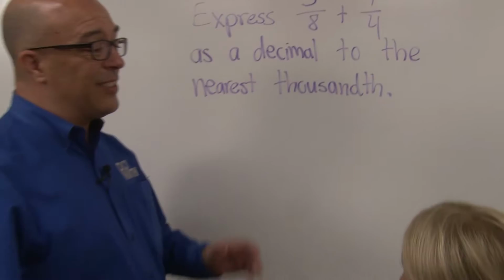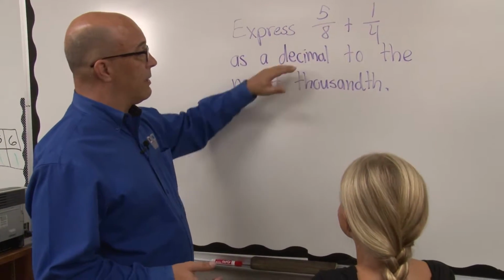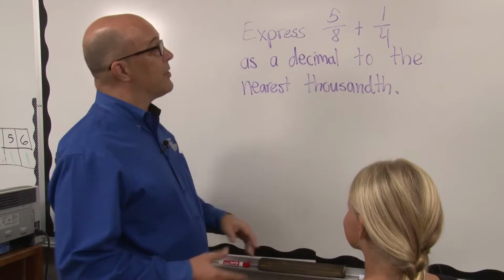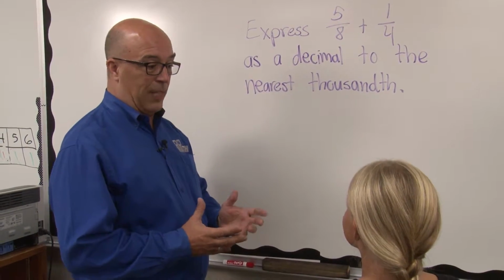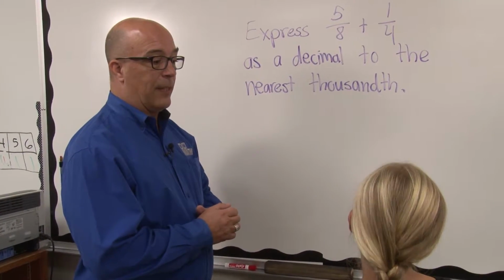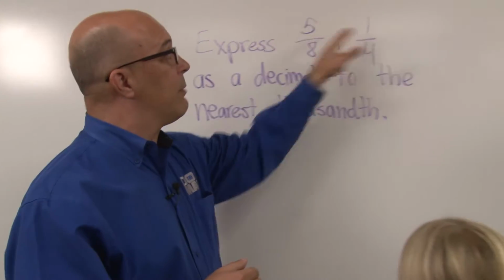Okay, so there's a lot of things we need to do in here. You need to know what fractions are, you need to know what decimals are, and you need to know about place value. So let's take it one part at a time. What is the first thing we need to do, do you think? We need to add 5 over 8 plus 1 over 4. And how would you like to do that? Can we just go 5 plus 1 is 6 and 8 and 4 is 12? No. We can't do that, can we?